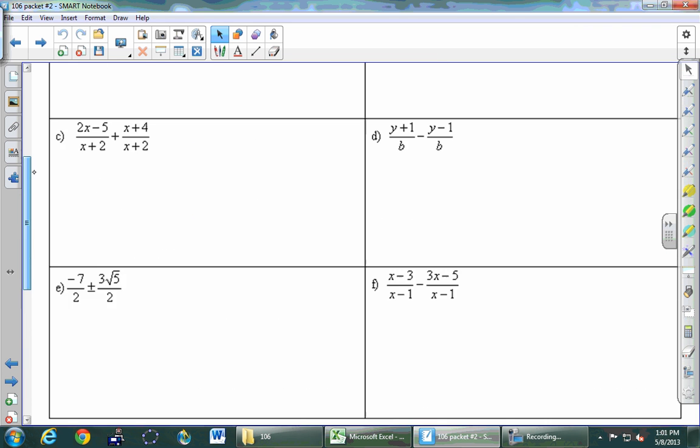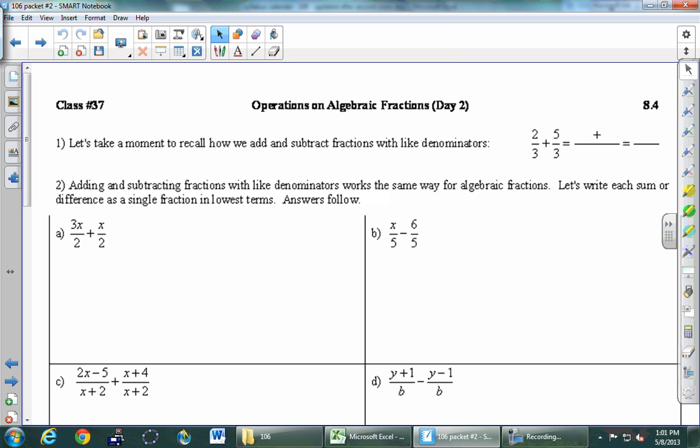Okay, page 72. Let's come up here. Number 1. Sam.